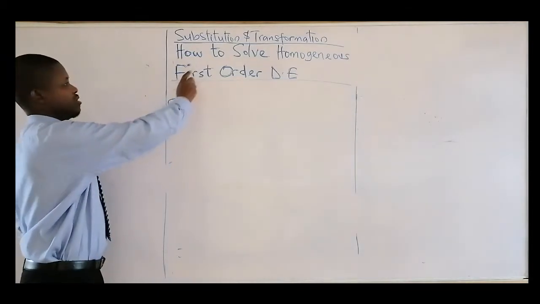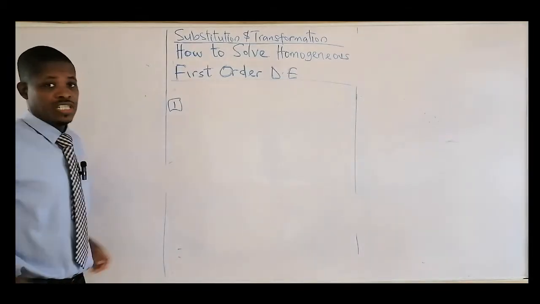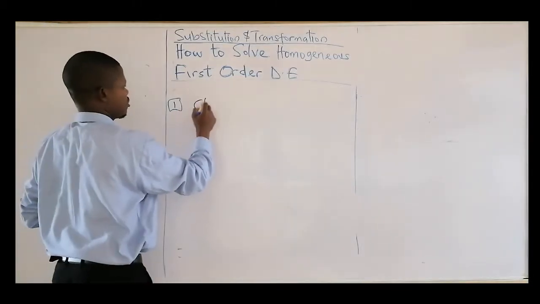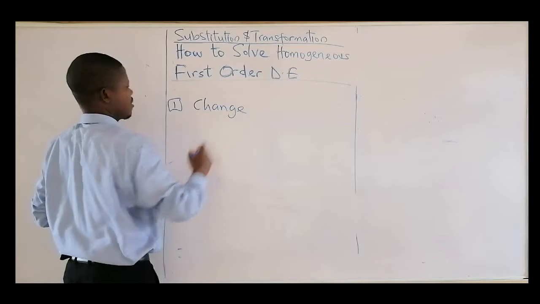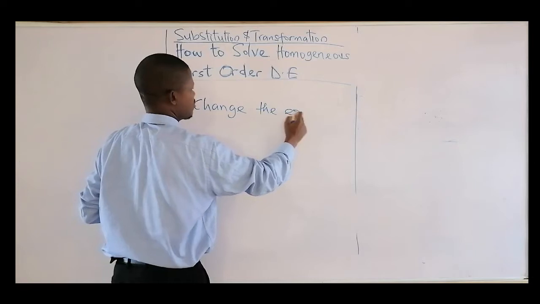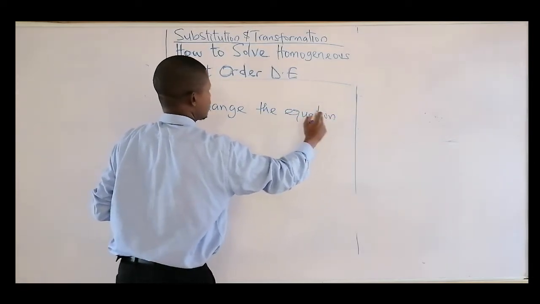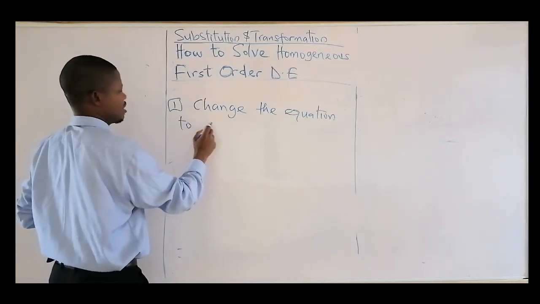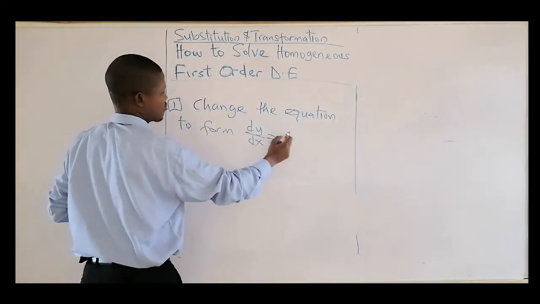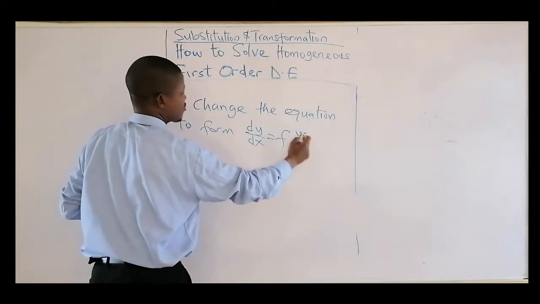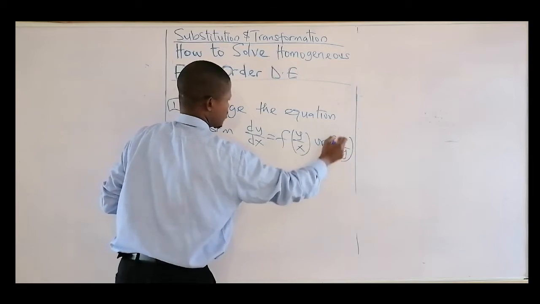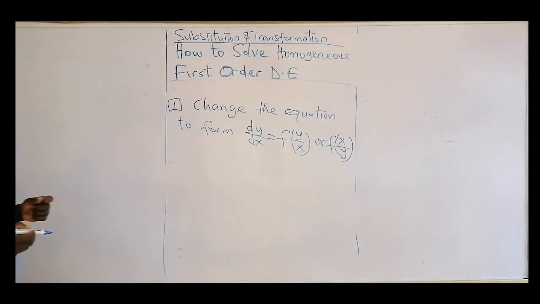Let's look at how to solve a homogeneous first order differential equation. The first step is to change the equation to the form dy/dx equal to f of y over x, or f of x over y. So change that differential equation to this form.